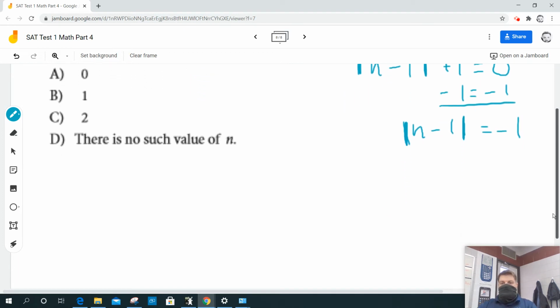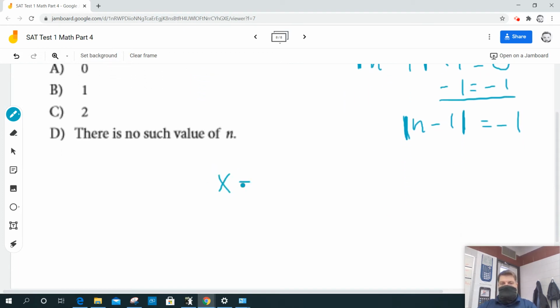Now, if I want to, let's let x equal n minus 1. So if I do that, whatever I have in the absolute value brackets, whether it's positive or negative, what do we know about absolute value brackets? They have to always be positive. So no matter what value x is, it will always be positive. So these cannot exist, right? It can't equal a negative 1, no matter what. It can't equal a negative number, period.